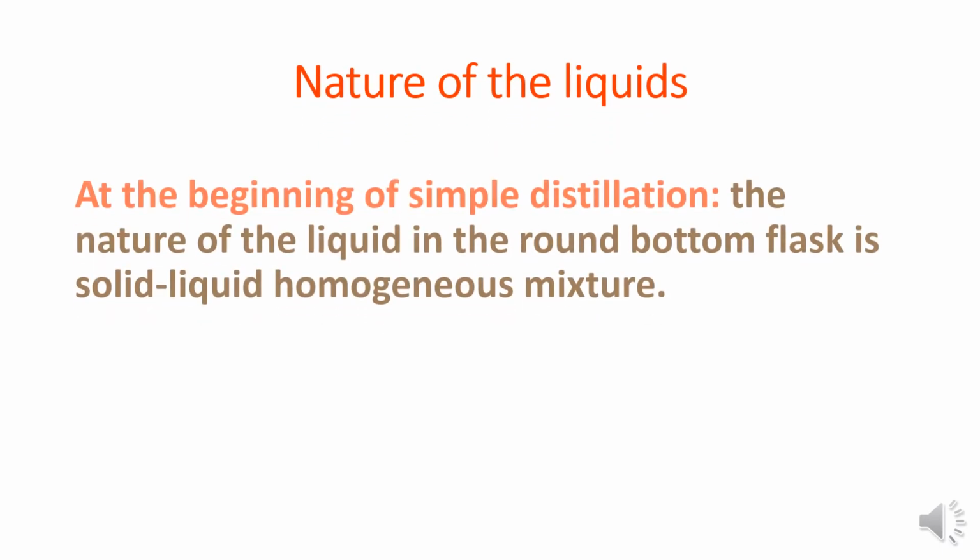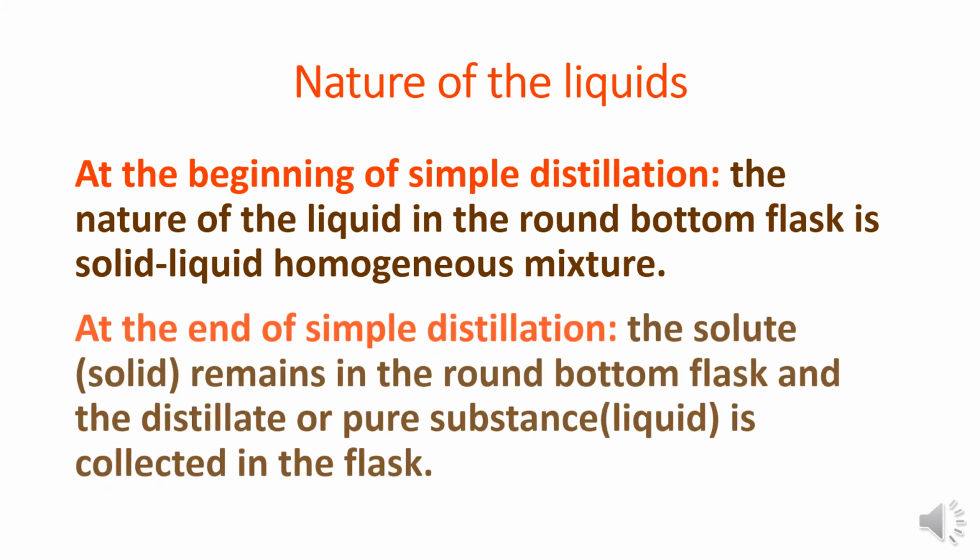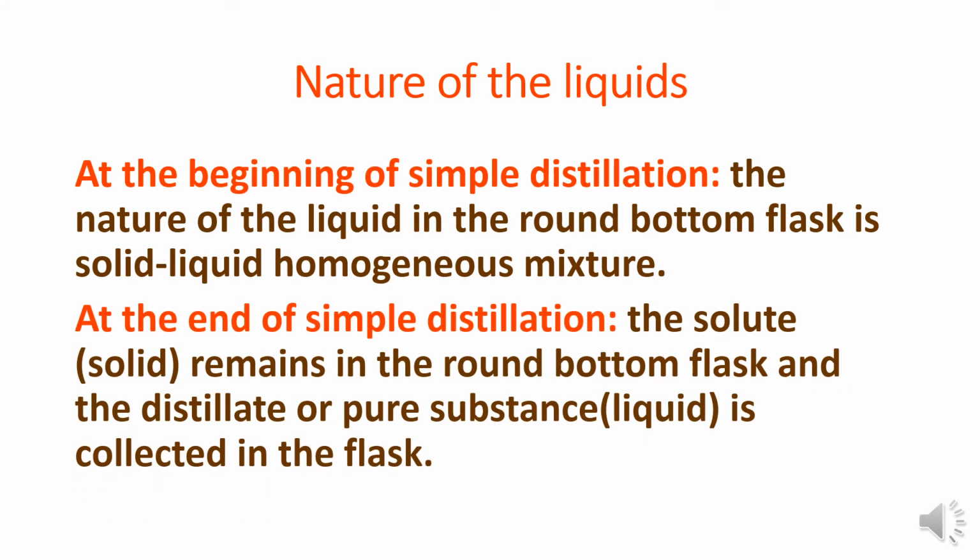Nature of the liquids. At the beginning of simple distillation, the nature of the liquid in the round bottom flask is a solid-liquid homogeneous mixture, like salty water or copper sulfate solution. At the end of simple distillation, the solute, solid, remains in the round bottom flask, and the distillate or pure substance, liquid, is collected in the flask. So, the collected liquid is called distillate, and the solid that remains inside the round bottom flask is called the solute.